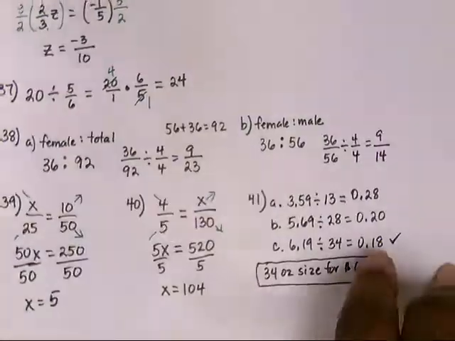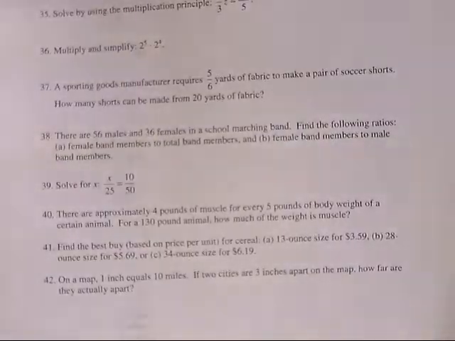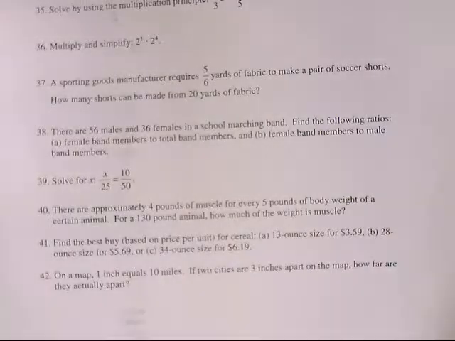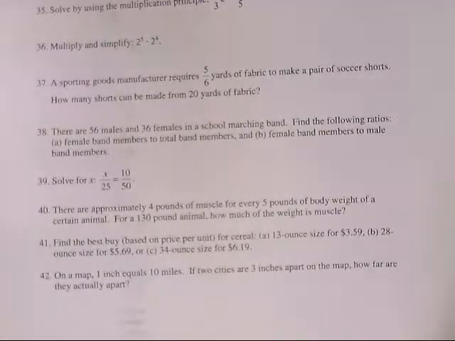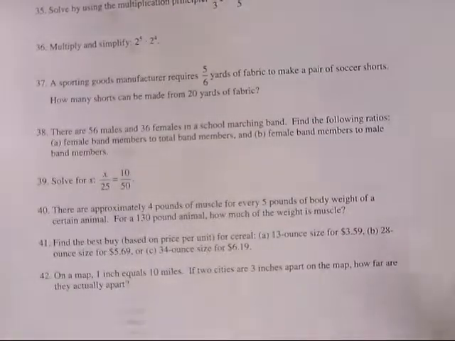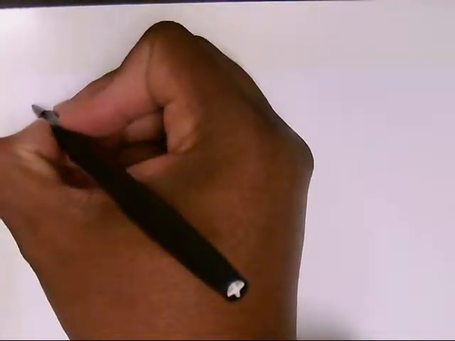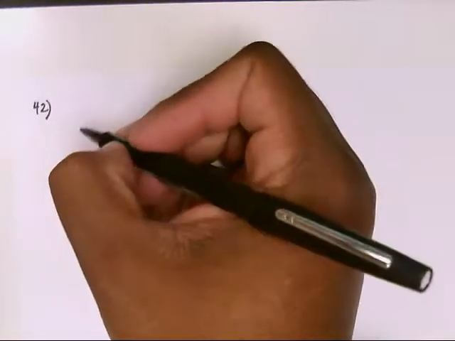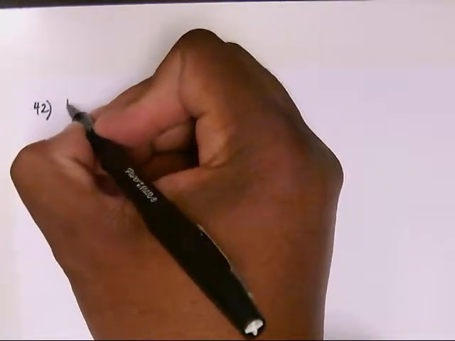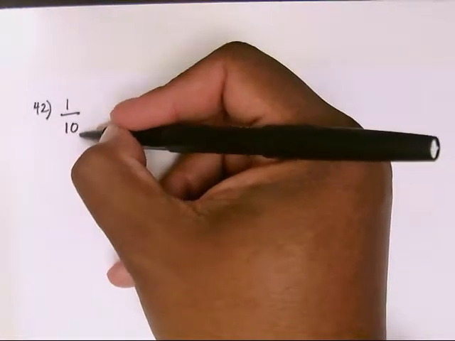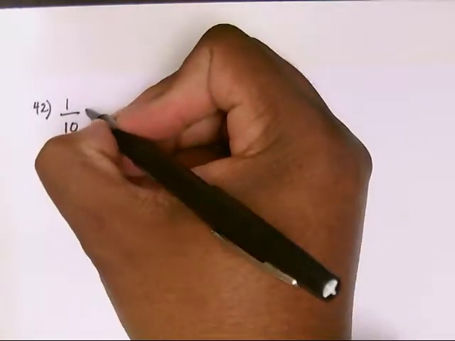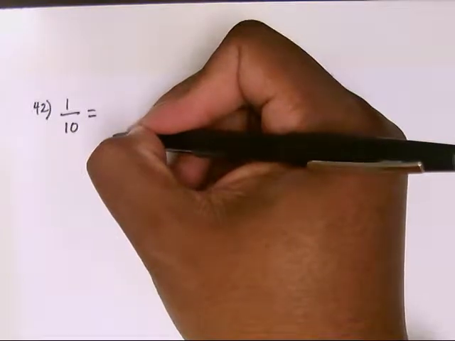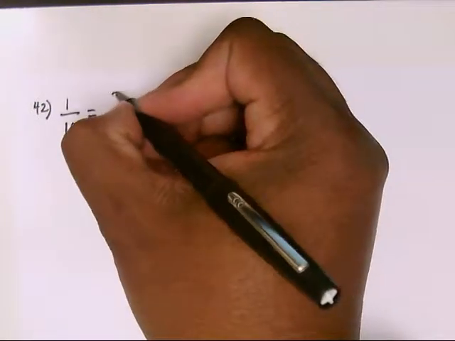All right. And finally, number 42 is this. On a map, 1 inch equals 10 miles. If 2 cities are 3 inches apart on the map, how far are they actually apart? We can set that up as a proportion here. In this case, 1 inch equals 10 miles, so that's going to be 1 over 10, inch to miles. So our other proportion has to be inch to miles. We're told 3 inches apart, so the 3 goes in the numerator.